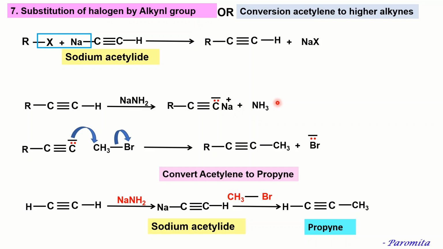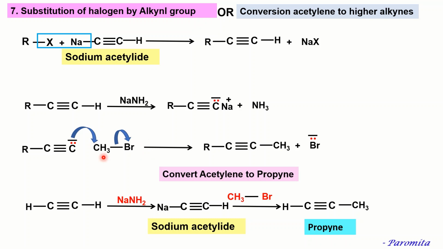plus ammonia. Now this H of this alkyne is acidic in nature. This is known as acetylenic H. So RC triple bond CH on reacting with sodamide is giving you a carbanion, or you can also term it as a nucleophile. So this nucleophile now attacks this carbon of alkyl halide.